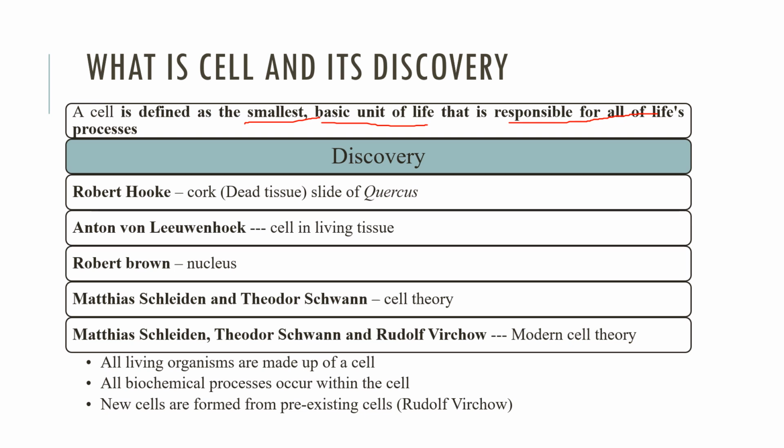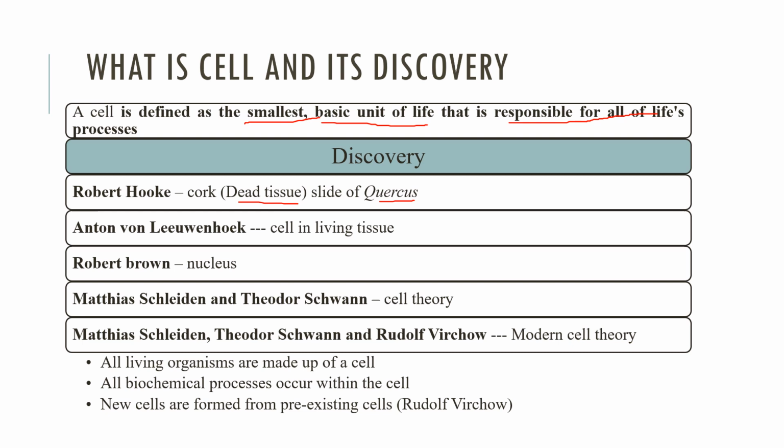Robert Hooke discovered cell in cork slide of Quercus. Quercus is the plant. And you know that cork is dead tissue. Dead tissue means cell wall is present, and inside cell wall deposition of suberin is present, but no other organelles are present, so the lumen is empty. Robert Hooke discovered the cell in the cork slide of Quercus, and it was dead tissue. But still the credit of cell discovery is given to Robert Hooke.